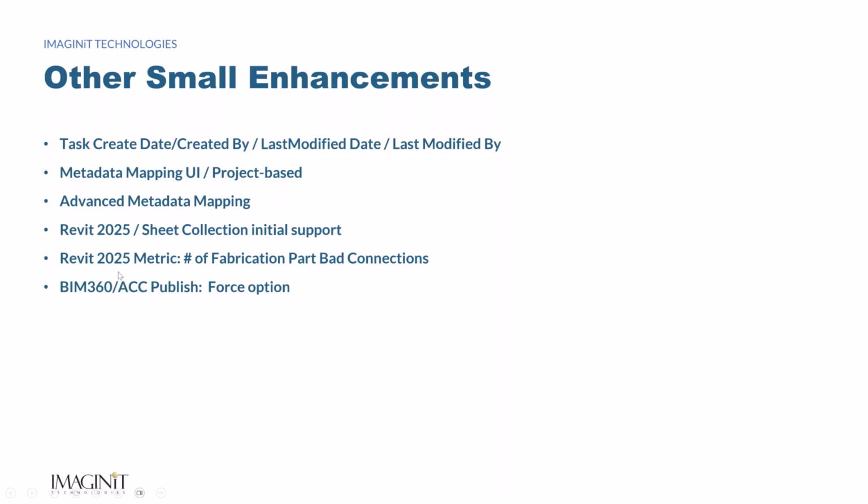Let's see, additional metrics. We've added something requested by customers on the fabrication side. And then on the BIM 360 and ACC publishing side of things, I think this is driven by the with links or without links option. If you've published one way, it's reluctant to publish again, saying I don't need to publish again. But if you need to publish with the other option, or force it to publish, there is a mechanism now to do that via Clarity.